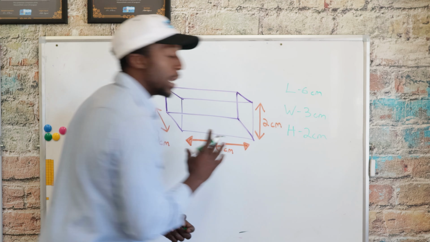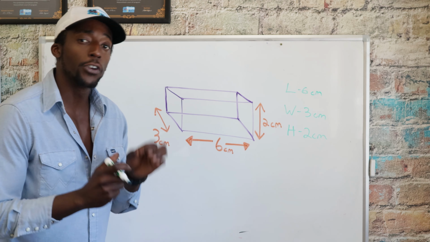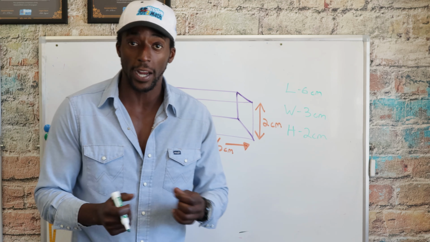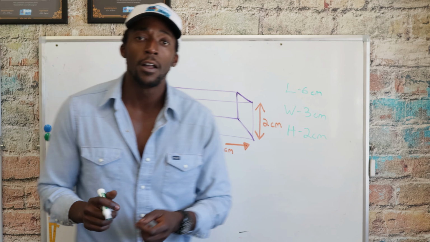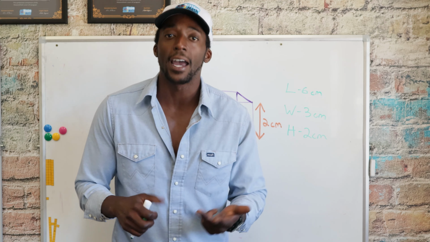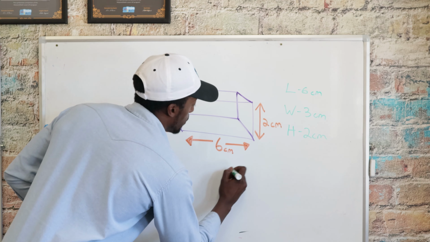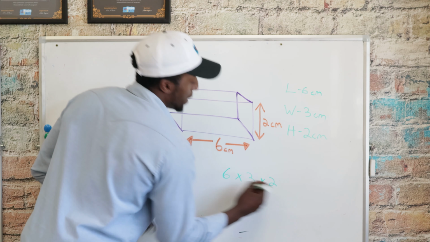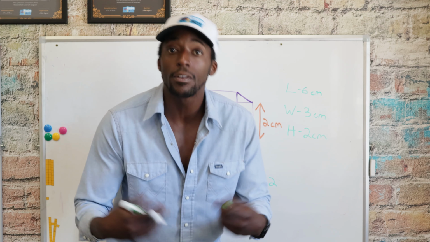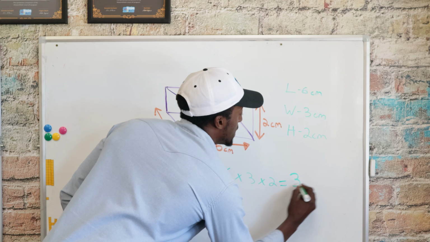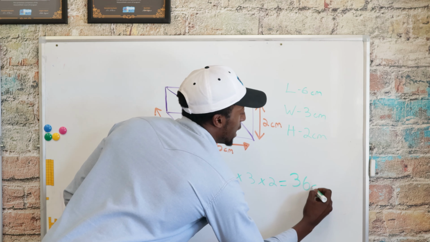This should be the same shape that is on your mission launch. It tells you the formula for finding the volume of a rectangular prism, a shape like this, is by multiplying the width times the length times the height. So we take our 6, multiply it times 3, and then multiply that times 2. 6 times 3 is 18. 18 times 2 gives us 36 centimeters.